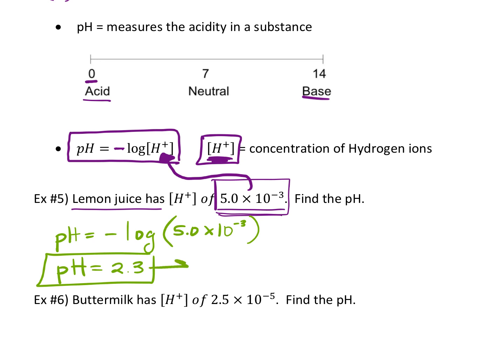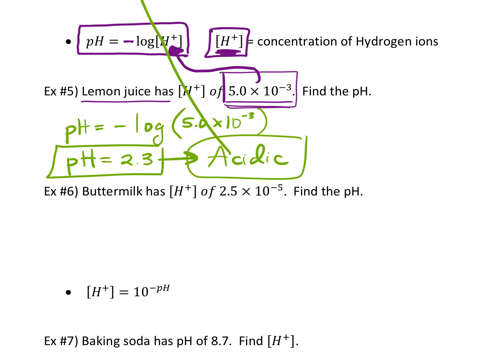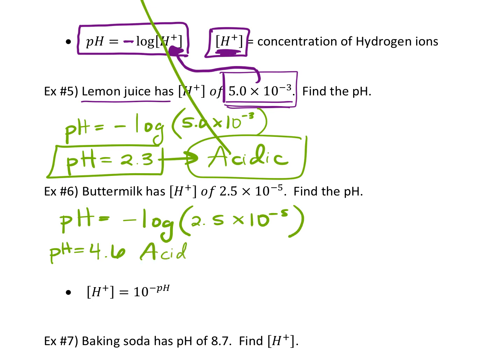Anyway, let's finish this one. This is acidic, right? 2.3, that is over here somewhere. Buttermilk, try that one. Plug it in. So your pH is the negative log. Your calculator is going to start a parenthesis there. 2.5 times 10 to the negative fifth. Plug that in. 4.6. So if your pH is 4.6, is that acidic or basic? Acidic.